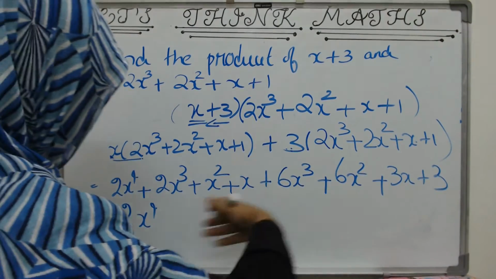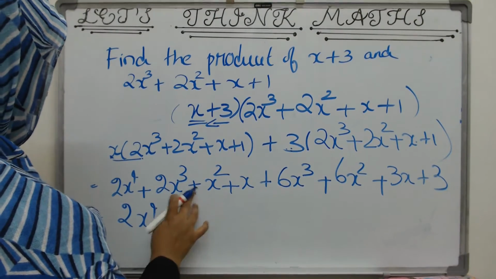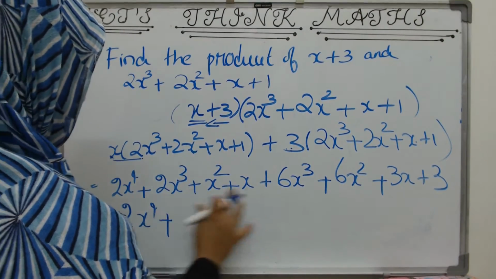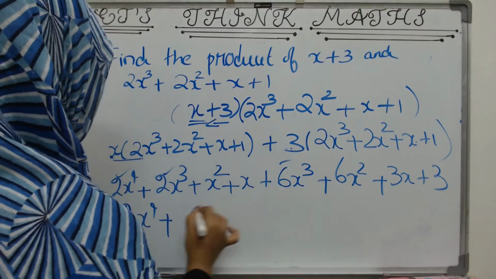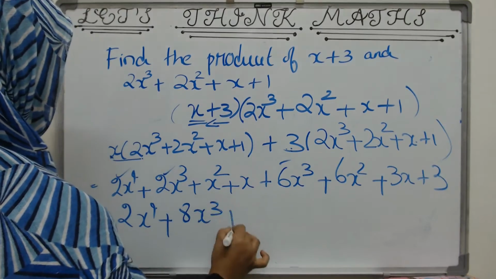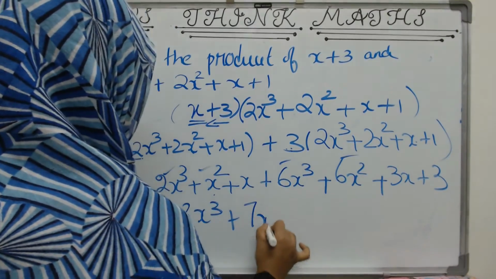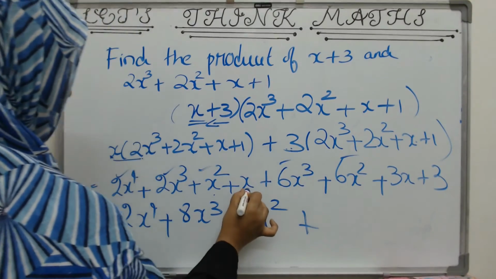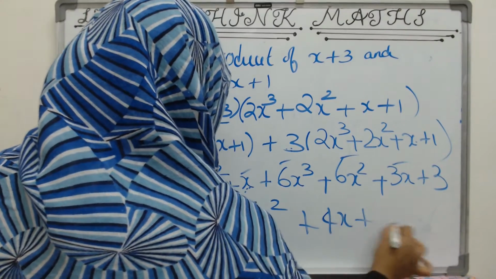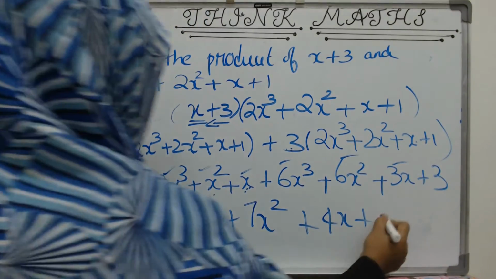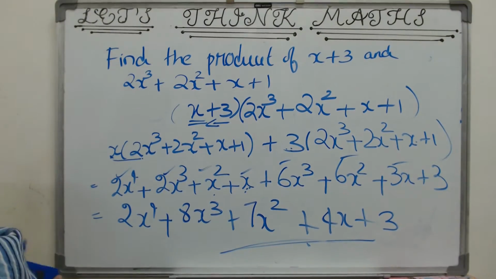Do you see any? I don't see any of them. Only one. What all has x cube as the coefficient? There is a 2 here. There is 6 here. That makes it 8x cube. What all has x square as the term? Here there is an x square. Here. So that is 7x square. What all has x? 1x here, 3x here, 4x. Plus what all has constant terms? Just 3. That's all. This is how you multiply algebraic expressions.